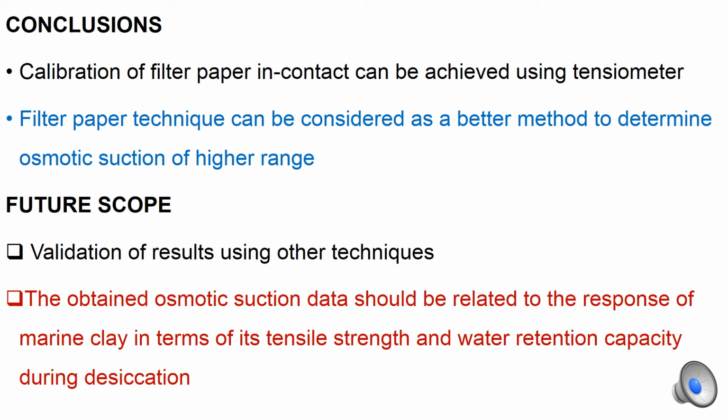To conclude, calibration of filter paper in contact can be achieved using a tensiometer, which is entirely a different approach. However, a filter paper which is not in contact requires a lot of time for equilibration, and hence WP4C potentiometer can be used directly to measure the total suction, which is one of the best methods. Filter paper technique can be considered as a better method to determine osmotic suctions of higher ranges.